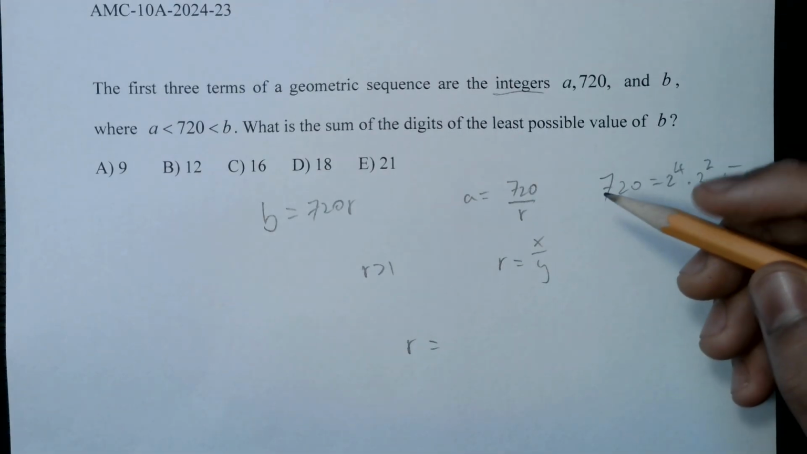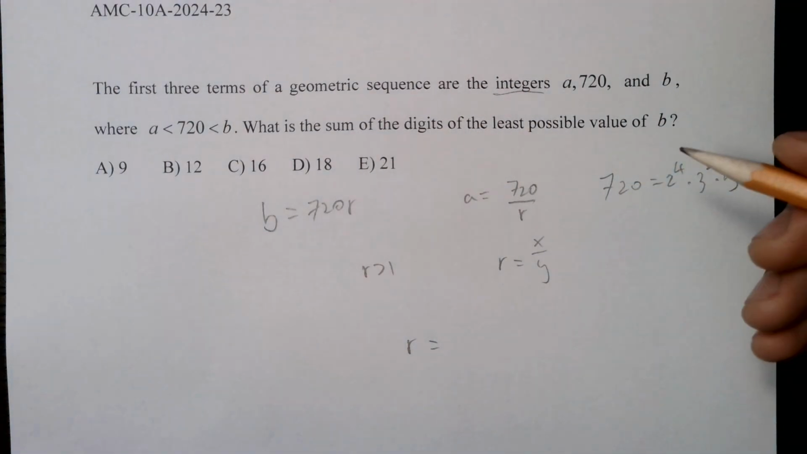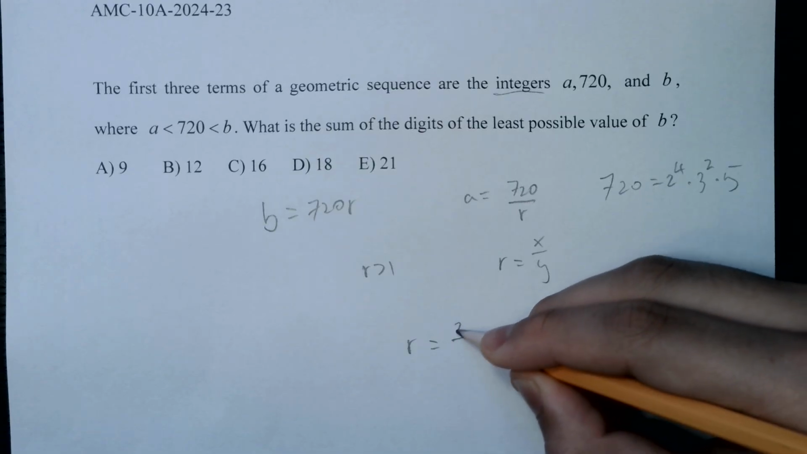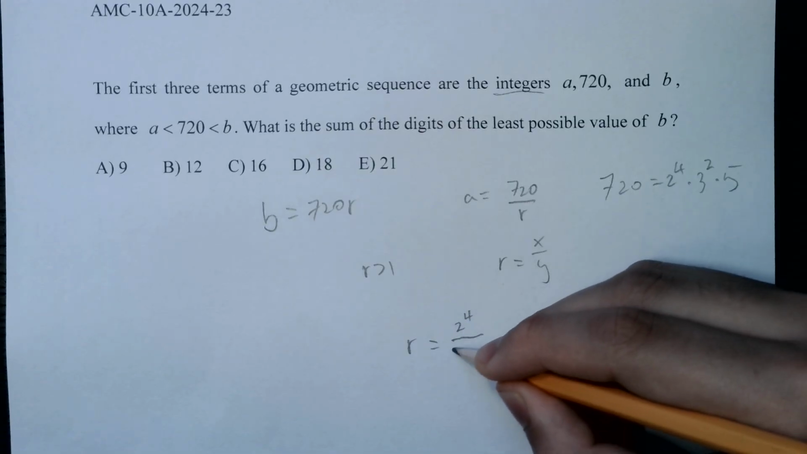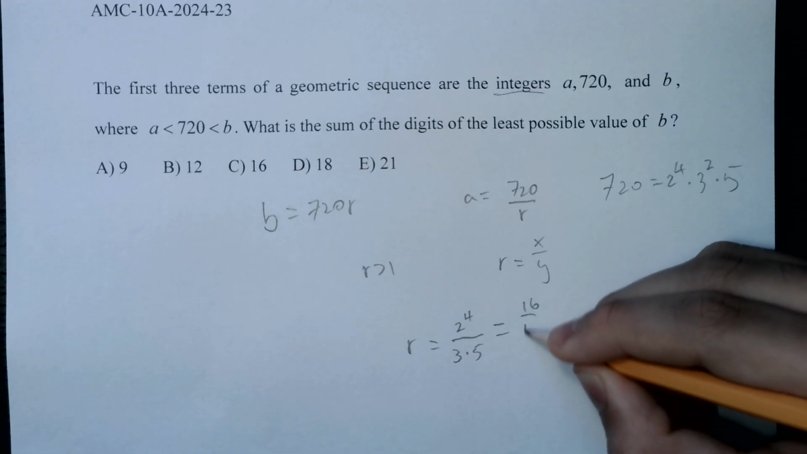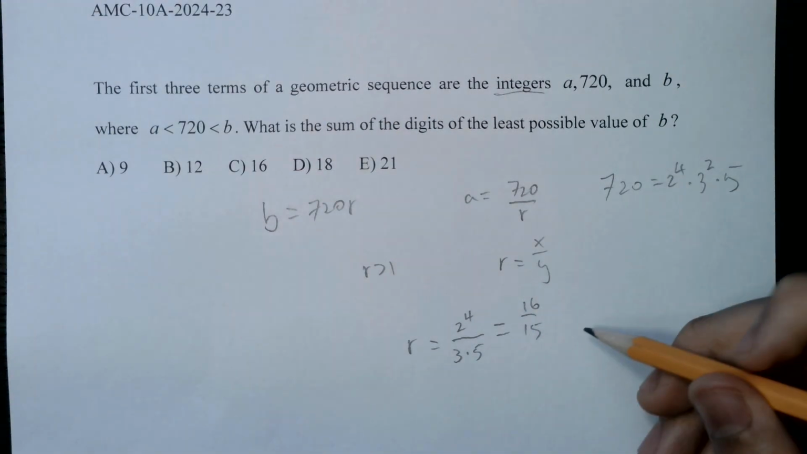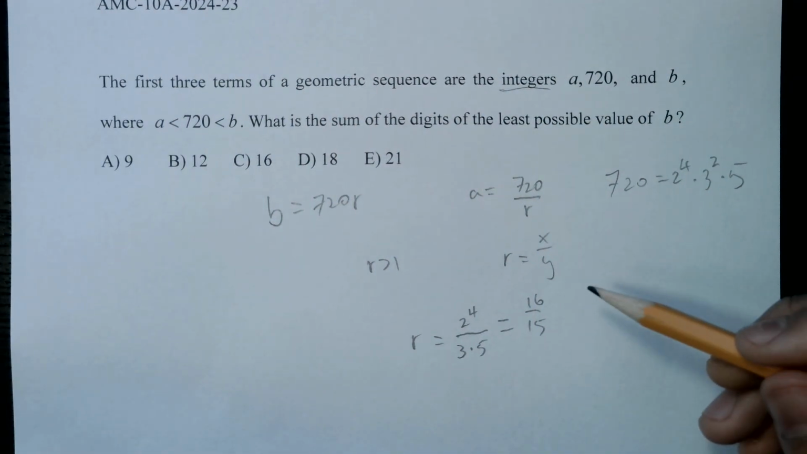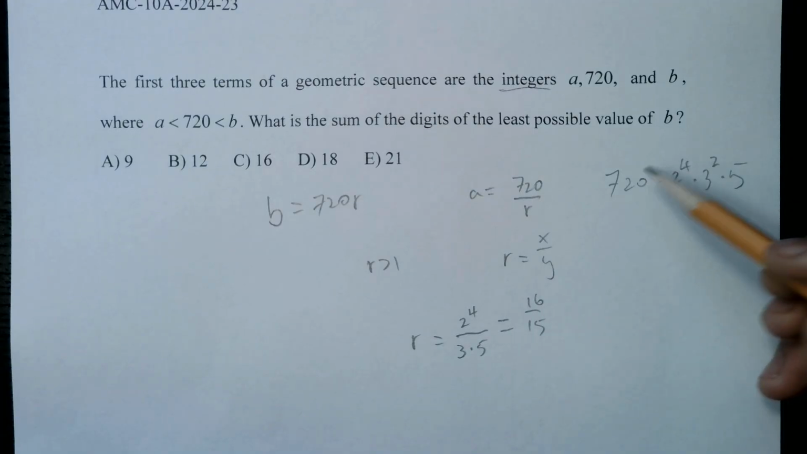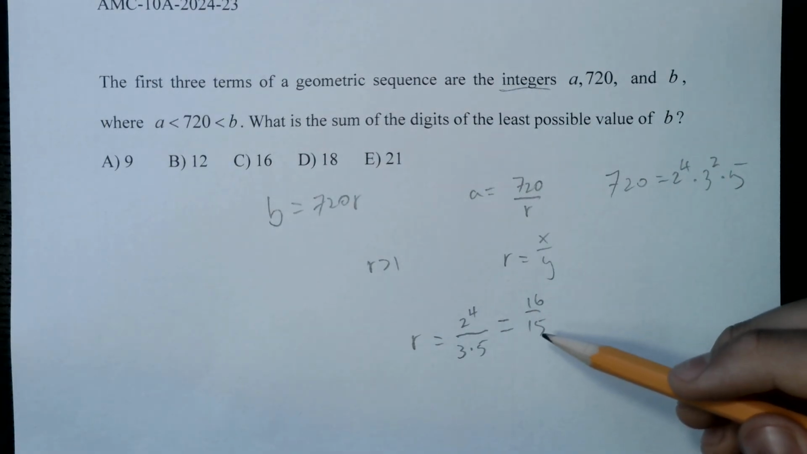and these would both match, but we need the smallest possible value of r, and the only possible value of that is if r is equal to 2 to the power 4 over 3 times 5, or it's just going to be equal to 16 over 15. This is the smallest possible value of r for which both the denominator and numerator are factors of 720, and it still will be bigger than 1.